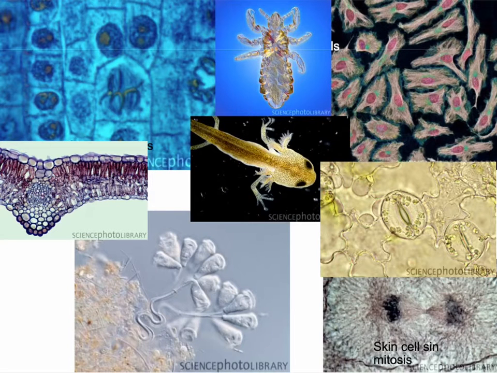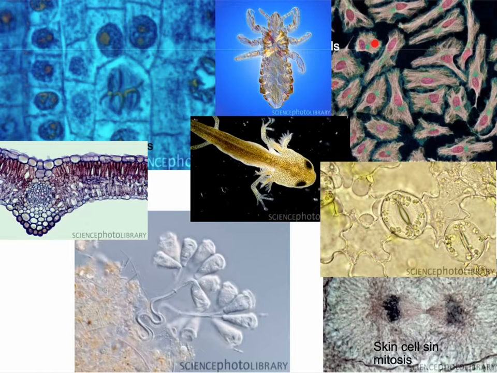So here are some examples of things that have been magnified using a light microscope. Some of these are using a dissecting scope, so it looks at bigger things. Here in the center we have a louse. This is a salamander larva here. And we can also look at different cells. Over here on this corner we have onion cells going through mitosis.